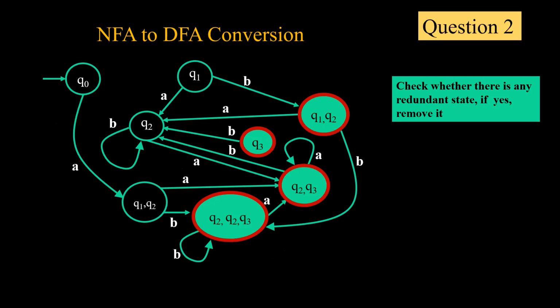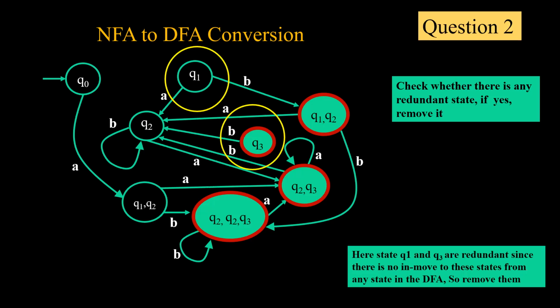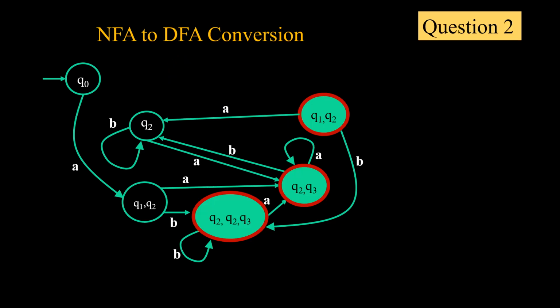Once we have drawn the DFA, we are left with only one step, and that step is to find whether there is any redundant state. If there is any redundant state, we should remove it. Just see state Q1. We have two out moves, one to Q2, another to Q1, Q2, but we don't have any in move. So this can be comfortably removed. The second state which can be removed is Q3 because it has only a single out move. So we identify that Q1 and Q3 are redundant, and they have been removed. And ultimately, we get the final output. This is how we have generated the final DFA.